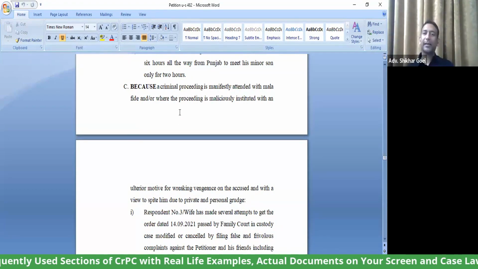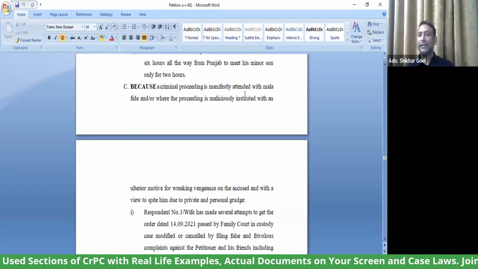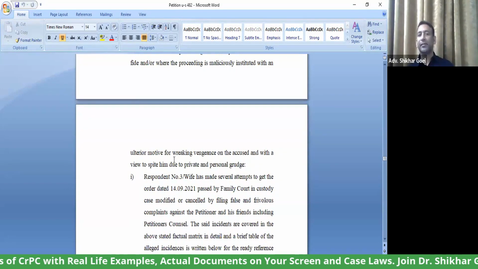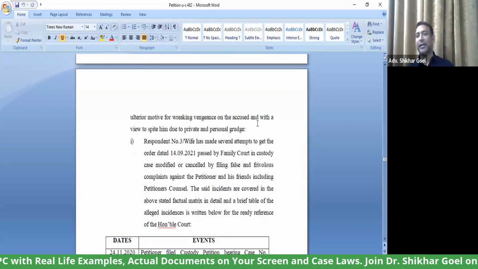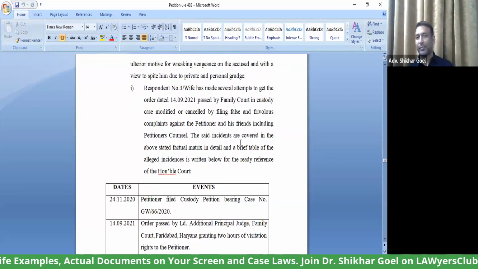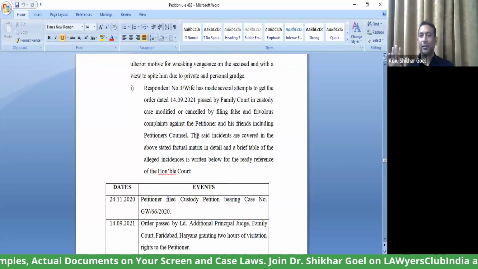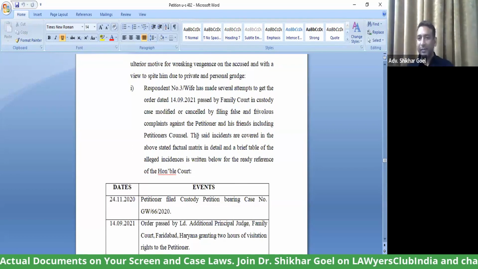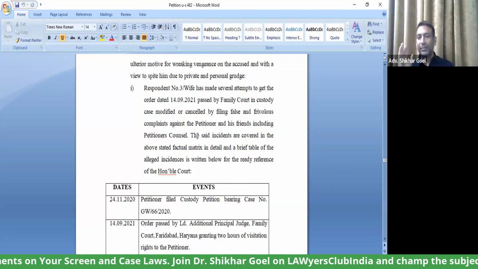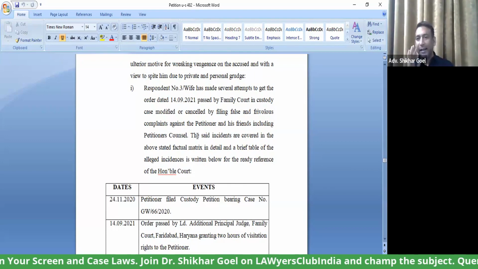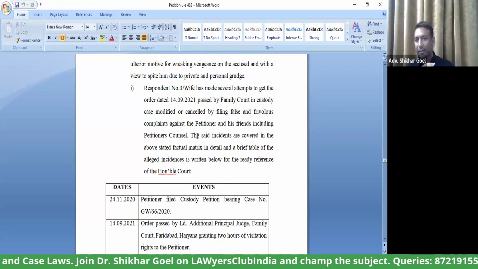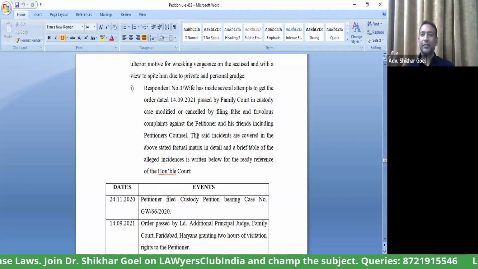अब मैं उस पॉइंट को यहाँ पे लेके आऊंगा. That the entire criminal proceedings is manifestly attended with a mala fide and where the proceeding is maliciously instituted with an ulterior motive for wreaking vengeance on the accused with view to spite him due to private and personal grudge. There is an ulterior motive. My lord, clearly there is an ulterior motive. I've given you the entire factual matrix. There is an ulterior motive and I am reiterating that ulterior motive. Ulterior motive क्या है? किसी तरह से मैं इसकी custody रुकवा दूं. I can go to damn extent to stop this custody from happening.